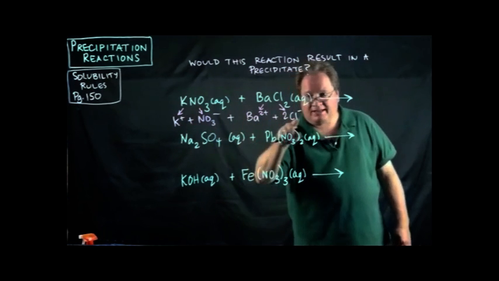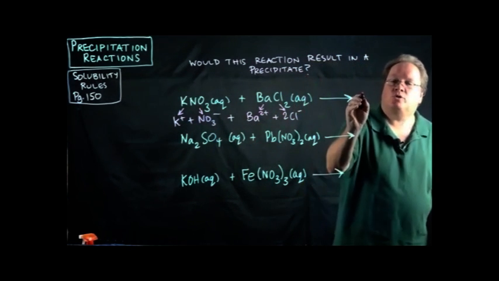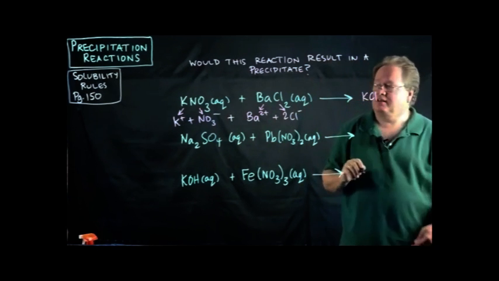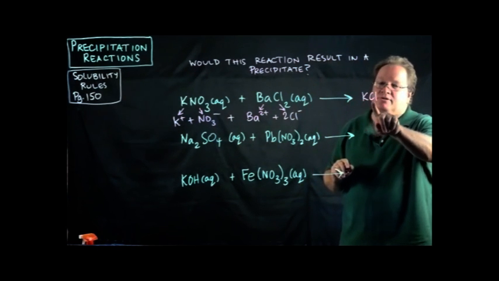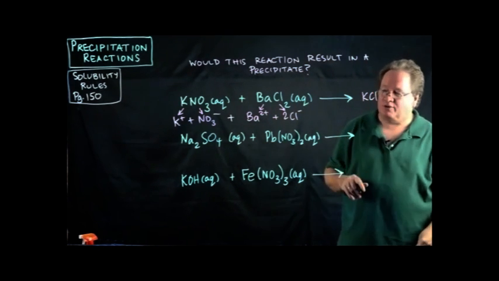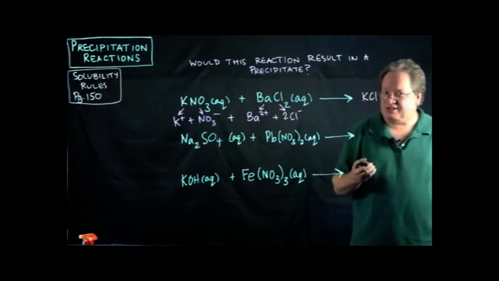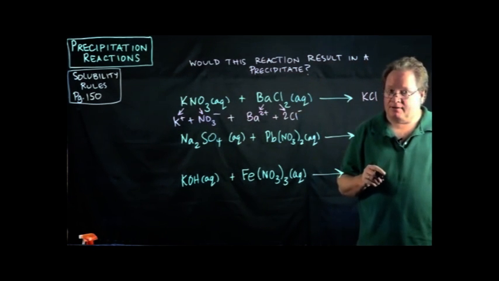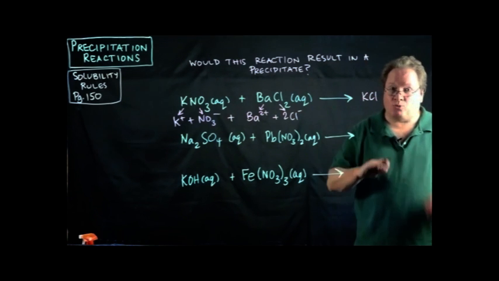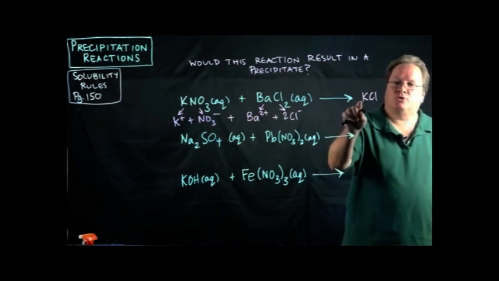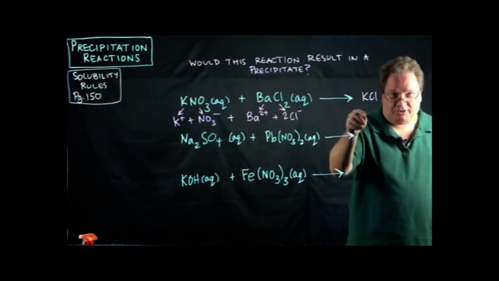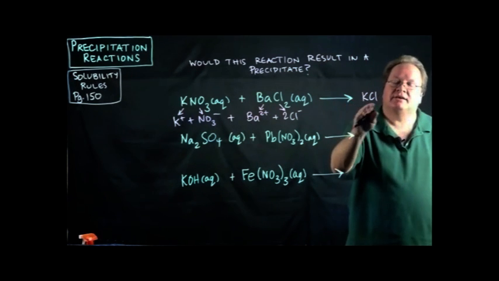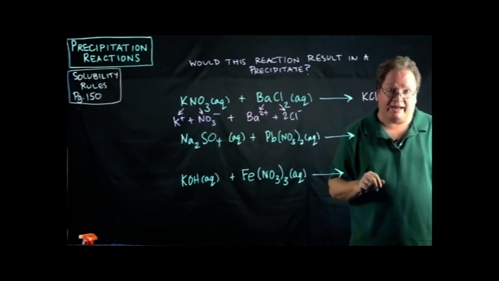That means the only possibility is potassium chloride, KCl. Again, potassium's +1, chloride is -1, so a 1-to-1 ratio works fine. The question is, will that be a precipitate? There's actually 2 rules that say it won't. One is the rule on alkali metals, like sodium and potassium in this case. The other one is the rule on chloride.